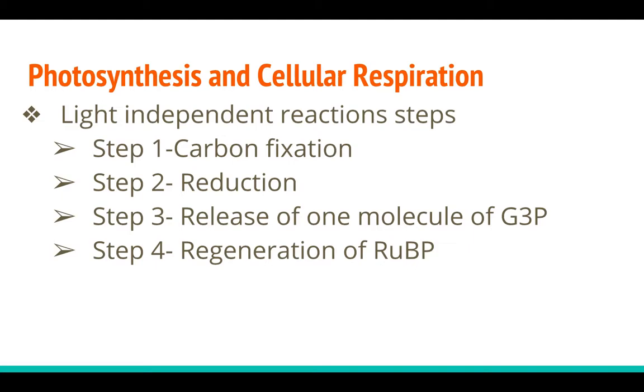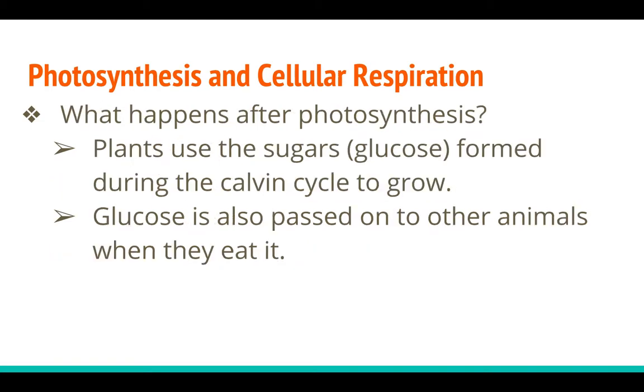G3P and RuBP are just molecules. I'm not worried about going into detail. I just wanted you to be aware of the 4 steps of the light-independent reactions. So what happens after photosynthesis? Plants can use the sugars or glucose formed during the Calvin cycle to grow, and glucose is also passed on to other animals when they eat it. Please pause if you need to finish writing.